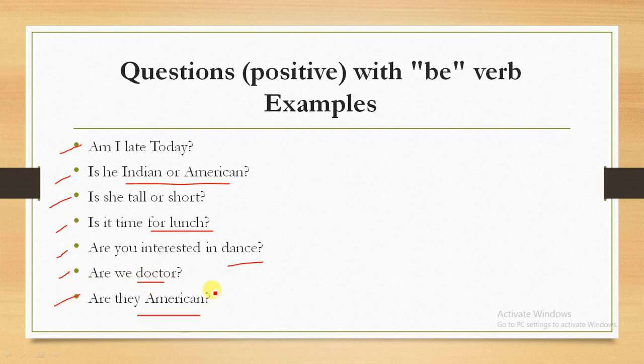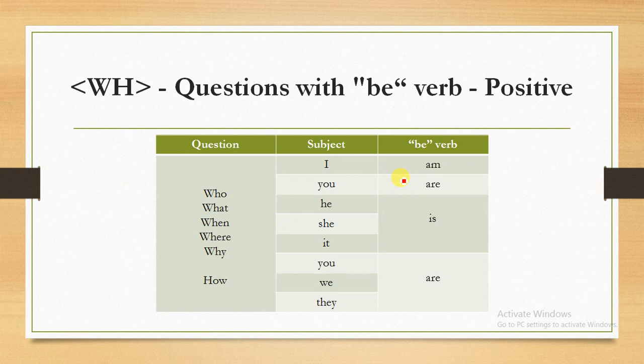Okay, so when we want to ask a question to someone, and in that sentence the be verb is present, meaning if am, is or are is present, then we just need to replace the be verb with the subject. So this is the basic formula. Okay, then let's move towards the next slide.